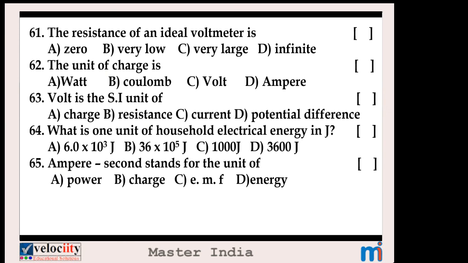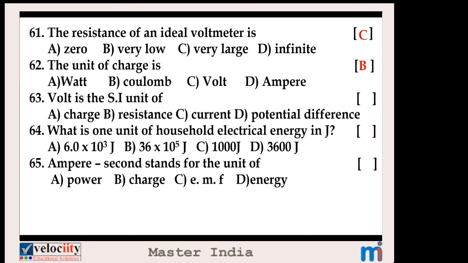61. The resistance of an ideal voltmeter is A. 0, B. Very low, C. Very large, D. Infinity. Option C. Very large. 62. The unit of charge is A. Watt, B. Coulomb, C. Volt, D. Ampere. Answer is B. Coulomb.